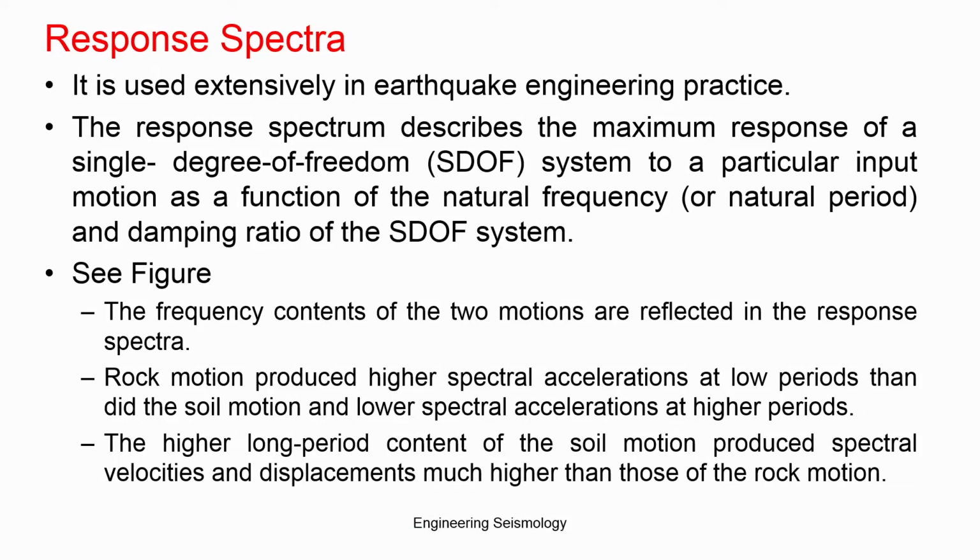The frequency content of the two motions is reflected in the response spectrum. The rock motion produced higher spectral acceleration at a low period, while the soil motion produced lower spectral acceleration at a high period. This is one observation. The higher long period content of the soil motion produced spectral velocity and displacement much higher than those of the rock motions. So how these amplifications differ is described in these statements.